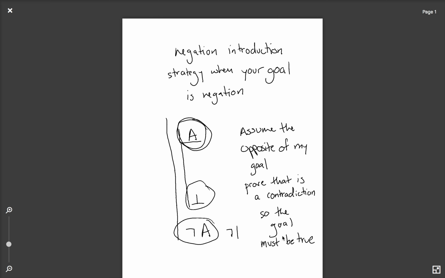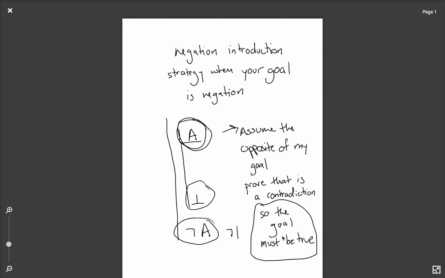So what I do is I look at my goal here, and I use this strategy. I assume the opposite of what I actually want to prove. I assume the opposite of my goal. If that thing is a contradiction, then the goal must be true.